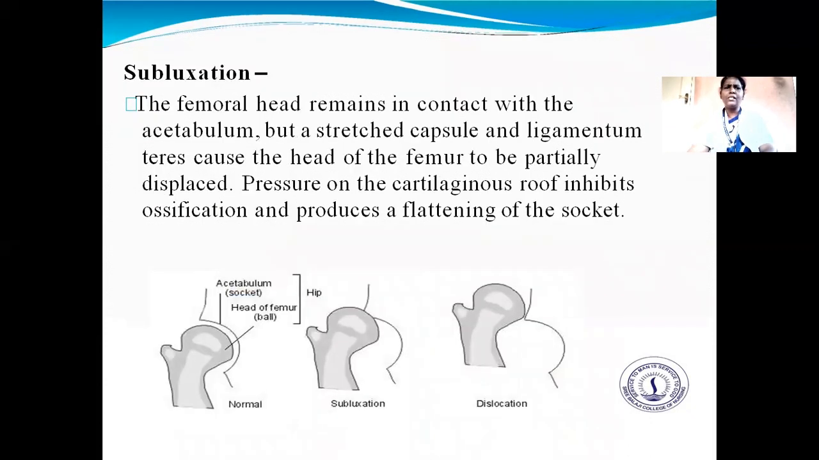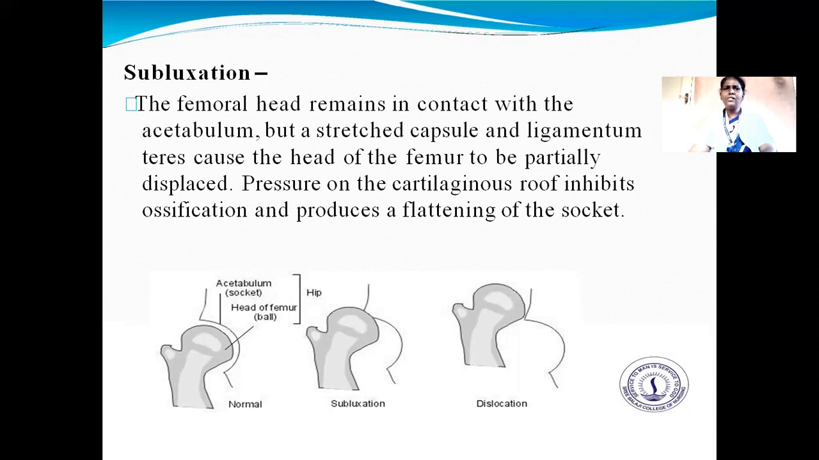Then subluxation. Subluxation means the femoral head remains in contact with the acetabulum, but a stretched capsule and ligamentum tears cause the head of the femur to be partially displaced. Pressure on the cartilaginous roof inhibits ossification and produces a flattening of the socket.